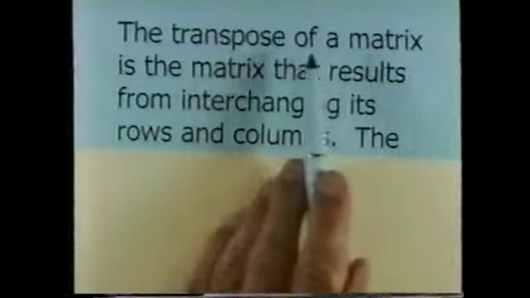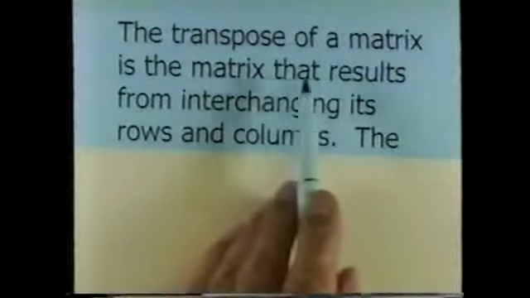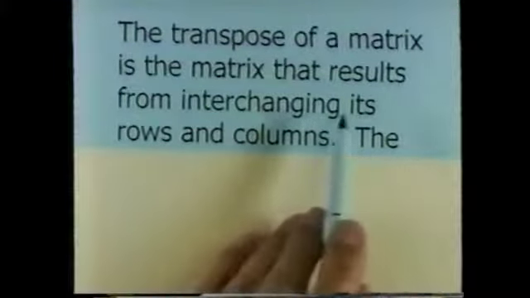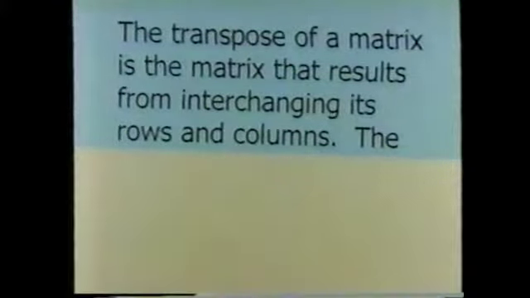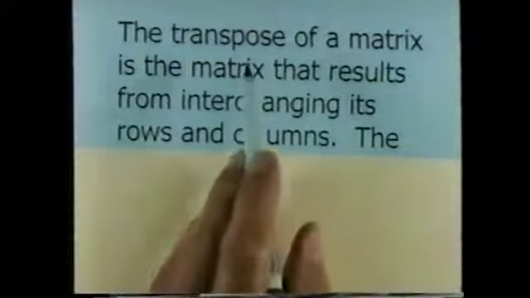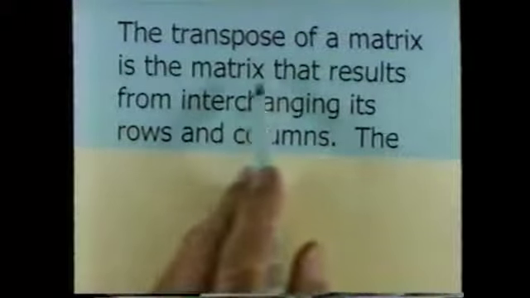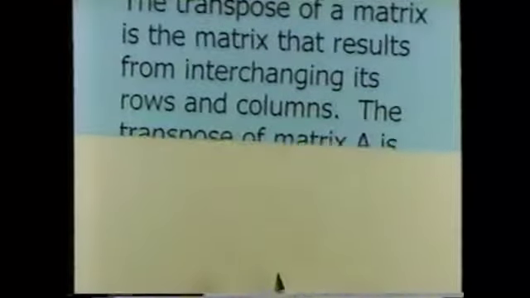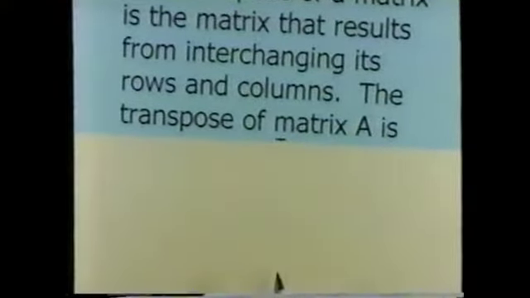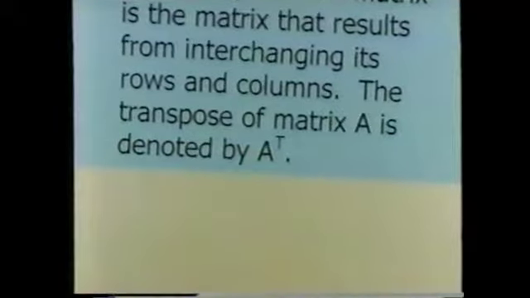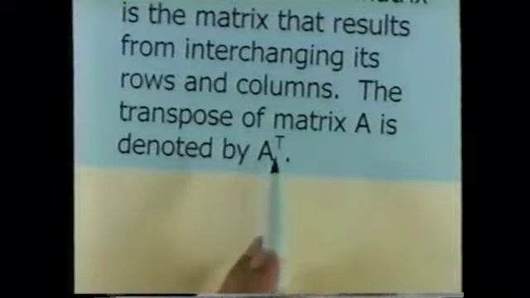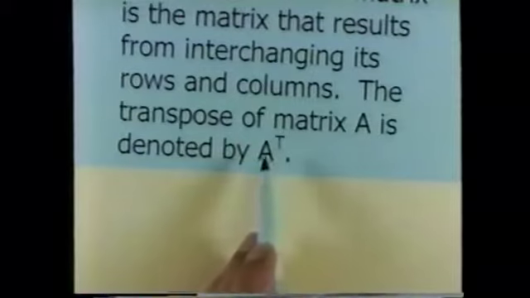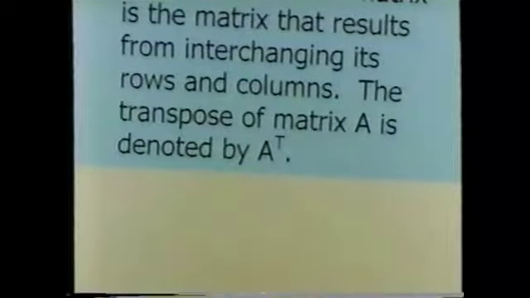The transpose of a matrix is a matrix that results from interchanging its rows and columns. The transpose of matrix A is denoted by A with a T. So if you see the symbol, that's read A transpose, or the transpose of matrix A.